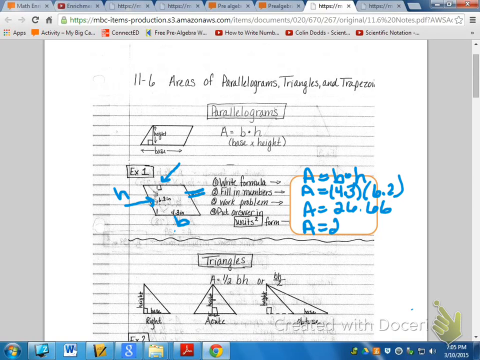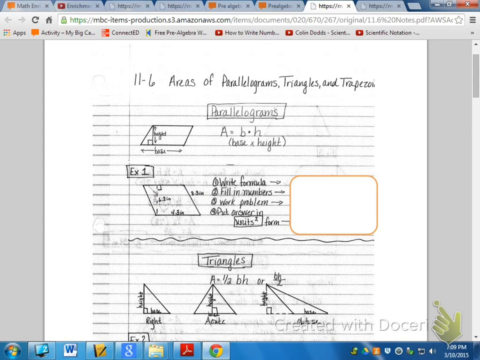So it's going to be 26 point, and you always have to look at the hundredths place to figure out where to round your tenths, and the 6 is 5 or higher, so we'd put 26.7, and then you must do inches squared. Please do not put that square on the 26.7 because that would be wrong. 26.7 inches squared would be the area of that parallelogram.